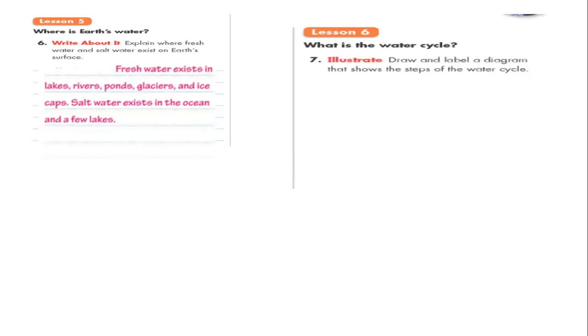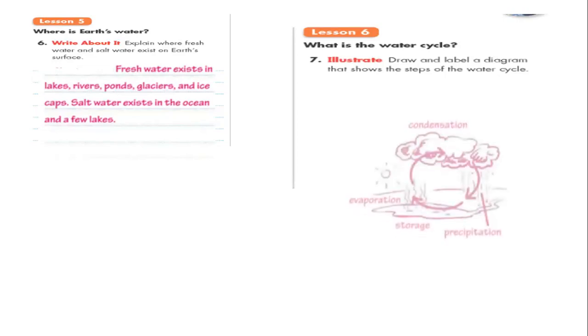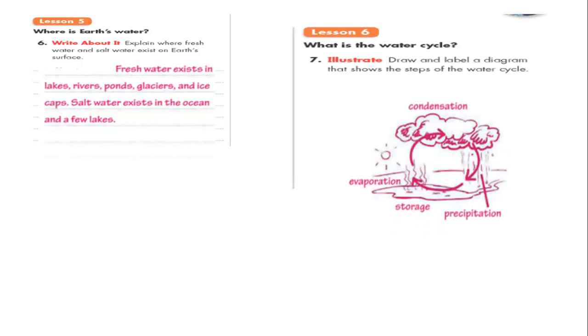Now lesson 6. What is the water cycle? Draw and label a diagram that shows the steps of the water cycle. What are the steps of the water cycle? The first one, evaporation. Number 2, condensation. Then precipitation. Number 4, storage. Then the water cycle will start again.